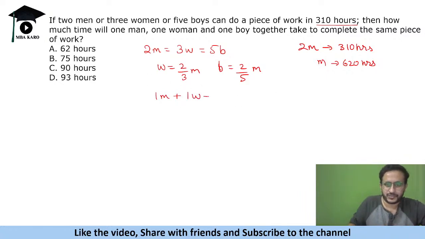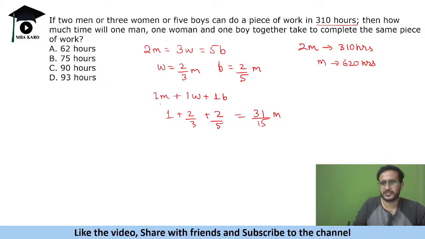One man plus one woman, one boy. ठीक है. So we have this as the total workforce. मैंने यहाँ पे इसको डिवाइड करके 155 ले लिया था. So the options are incorrect. One man plus one woman plus one boy. So 1 plus 2 by 3 plus 2 by 5. ठीक है. So 15 plus 10 plus 6, 31 by 15 men. ठीक है.